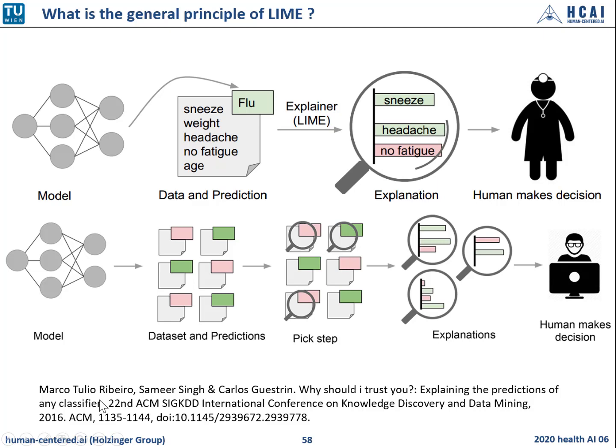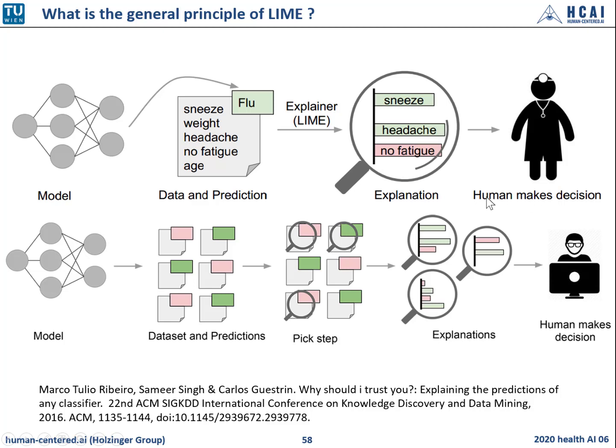So explaining individual predictions. A model predicts that the patient has flu, for example, here, and LIME now highlights the symptoms in the patient's history that led to the prediction. Sneeze and headache are portrayed as contributing to this flu prediction, while no fatigue is evidence against it. With this, a doctor can make an informed decision about whether to trust the model's prediction or not. So it is clear that the doctor is much better positioned to make a decision with the help of such a model if intelligible explanations are provided.